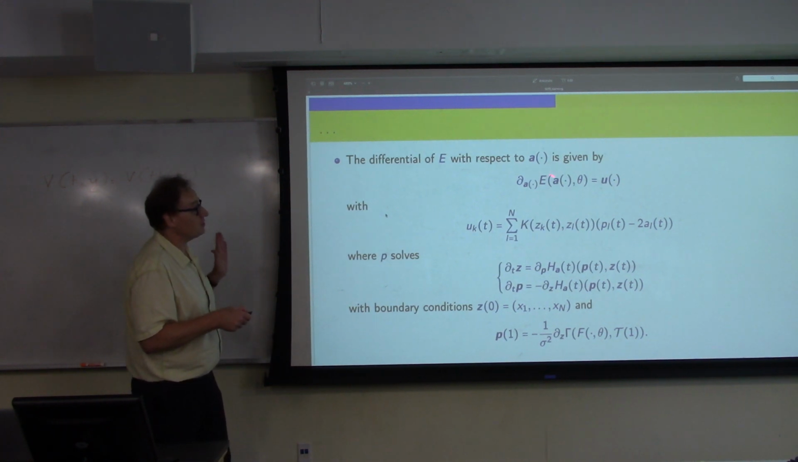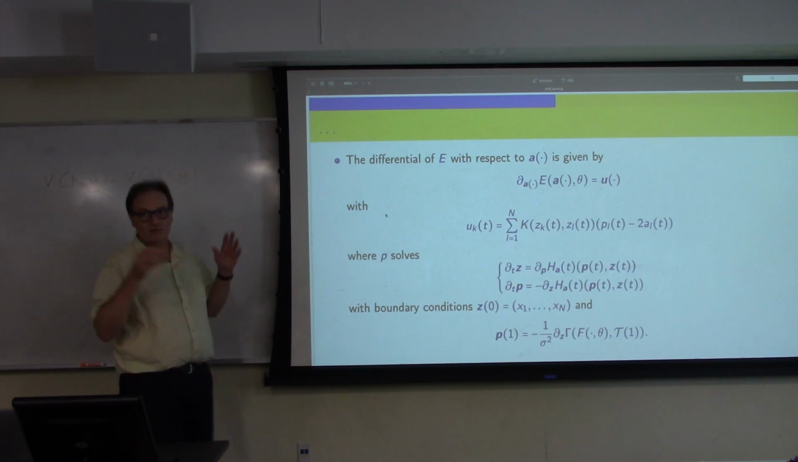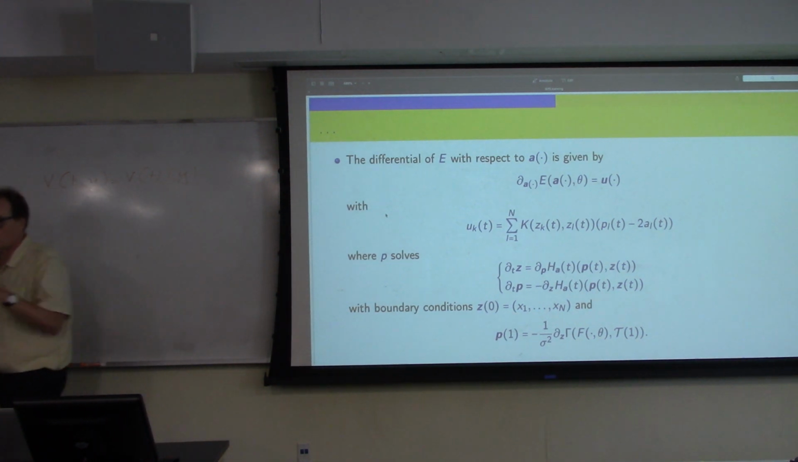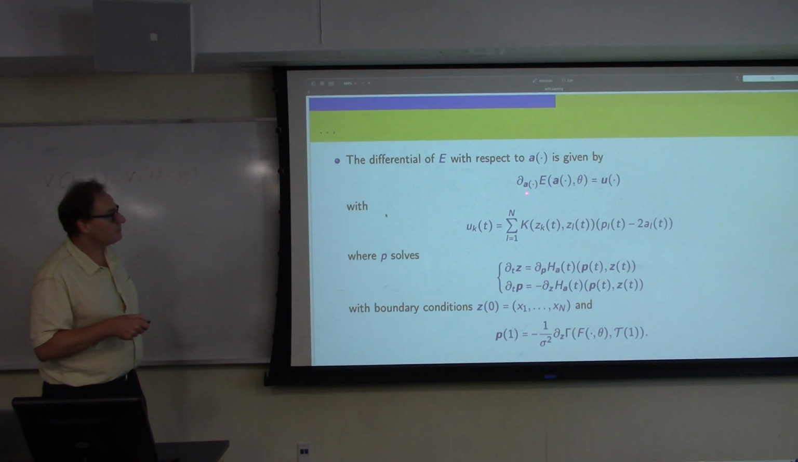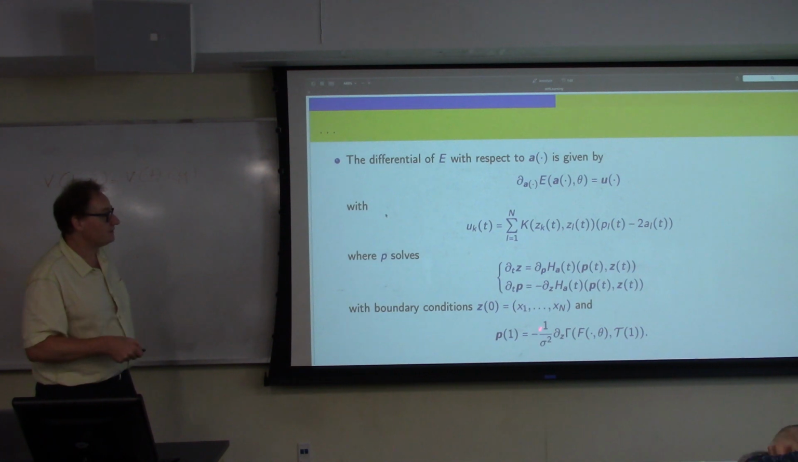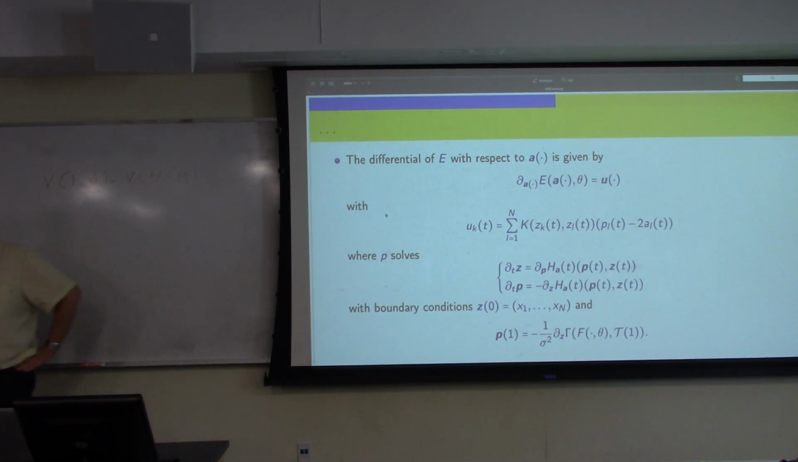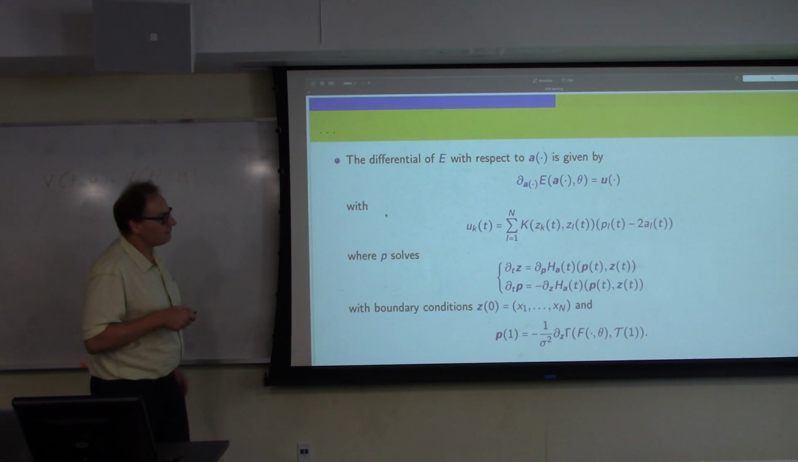So I'm forgetting about theta here, because theta was simple. Logistic regression is easy to deal with. So with respect to these parameters A, the differential of the objective function is given by this system of equations. I won't talk much about them. Well, maybe I should. No, let me do it when it's discrete. So it's a system of equations that can be solved.